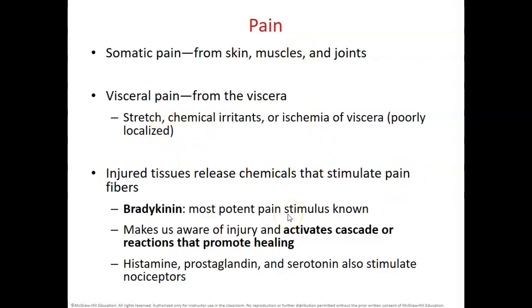When organs are stretched, irritated by chemicals, or lack oxygen, we can feel pain from the organs. The injured tissues often release chemicals that stimulate pain fibers. These chemicals include bradykinin. This is the most potent pain stimulus, which is well known. Other chemicals such as histamine, prostaglandin, and serotonin also stimulate nociceptors.